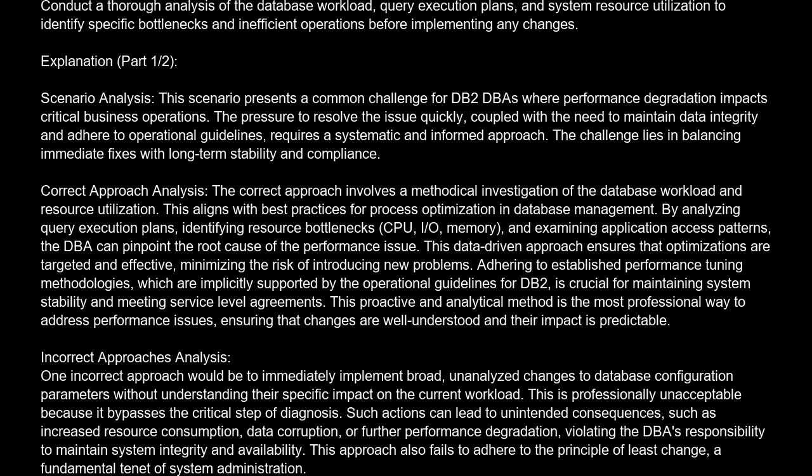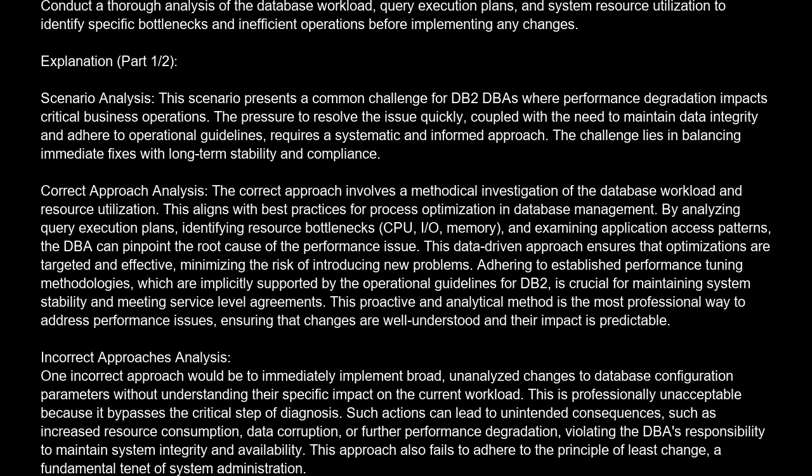Adhering to established performance tuning methodologies, which are implicitly supported by the operational guidelines for DB2, is crucial for maintaining system stability and meeting service-level agreements. This proactive and analytical method is the most professional way to address performance issues, ensuring that changes are well understood and their impact is predictable.